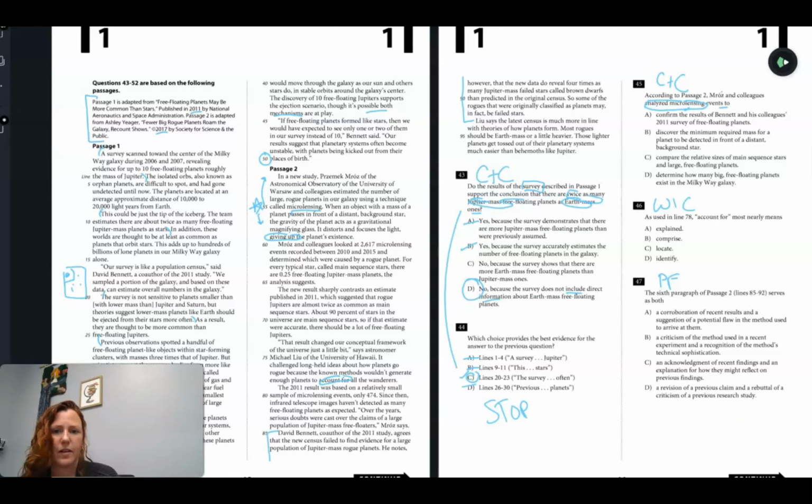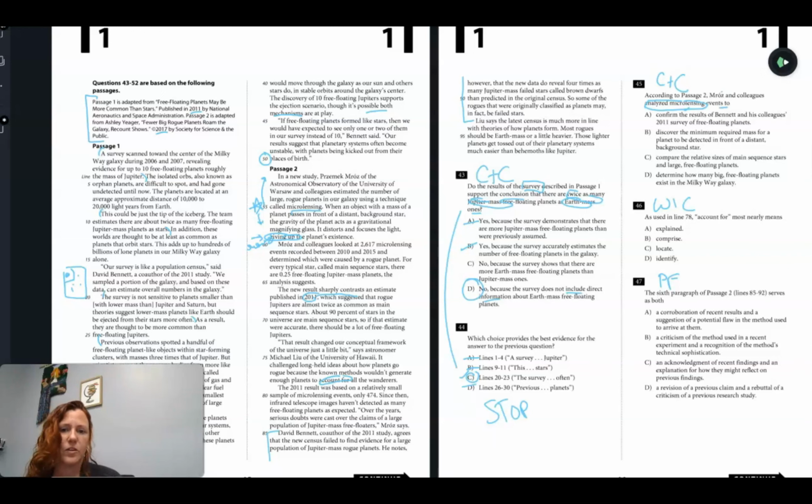Showing. Mroz and colleagues looked at 2,000 microlensing events recorded between 2010 and 2005 and determined which were caused by a rogue planet. For every typical star called main sequence stars, there are 0.25 free-floating Jupiter mass planets. The new results sharply contrast an estimate published in 2011, which suggests that rogue Jupiters are almost twice as common as main sequence stars. About 90% of stars in the universe are main sequence stars, so if that estimate were accurate, there should be a lot of free-floating Jupiters.